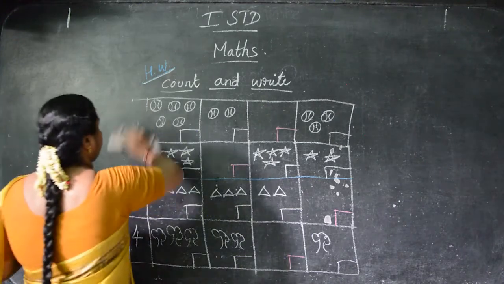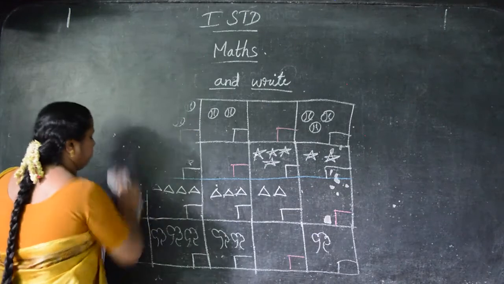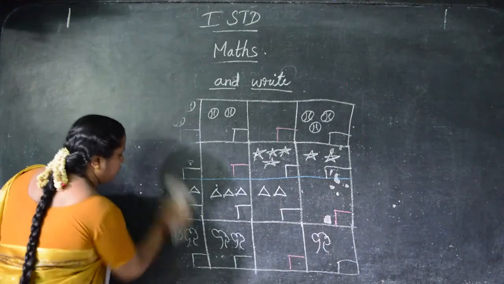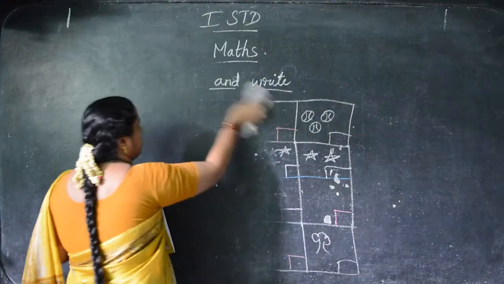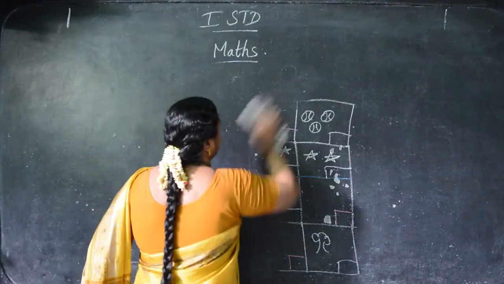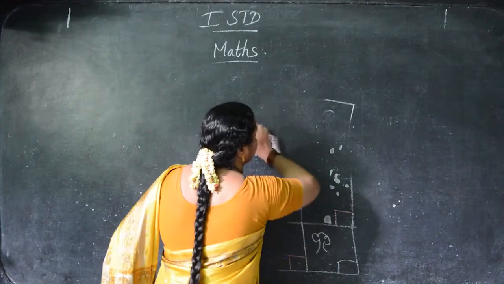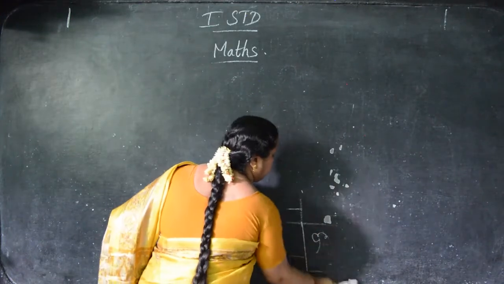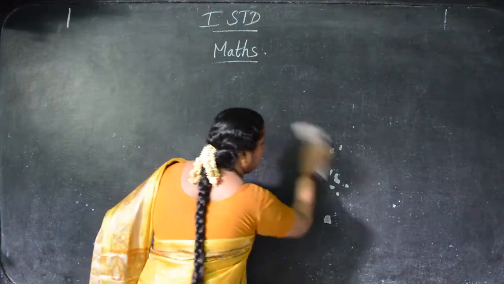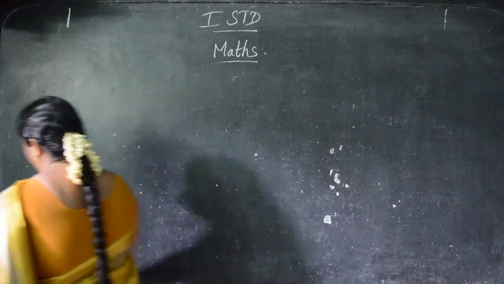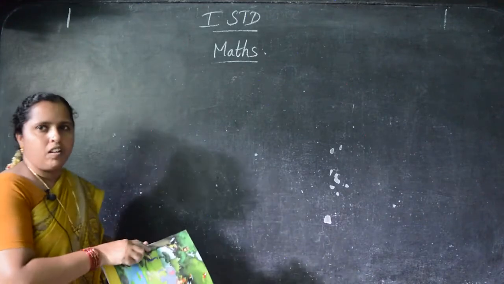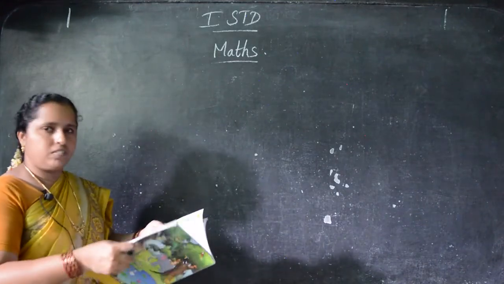Next. Addition, subtraction, all are finished now, children. Have you all remembered that one? Okay. I gave you homework also in that. Have you all finished that one, children? Have you all finished? Okay, very good. Now, next.